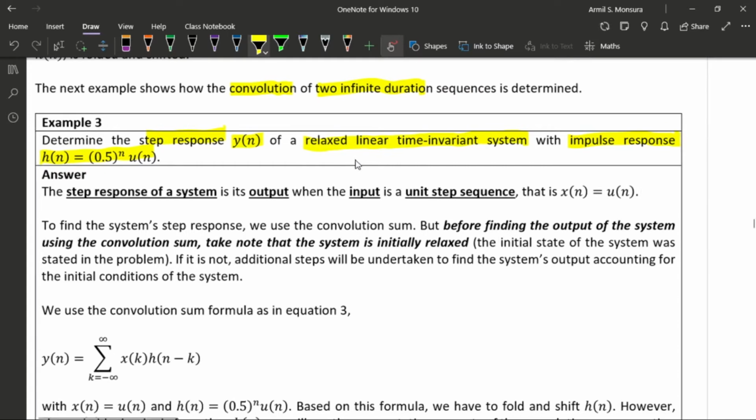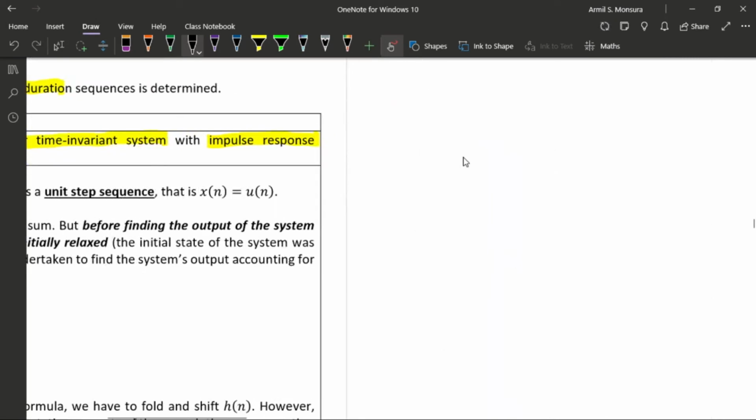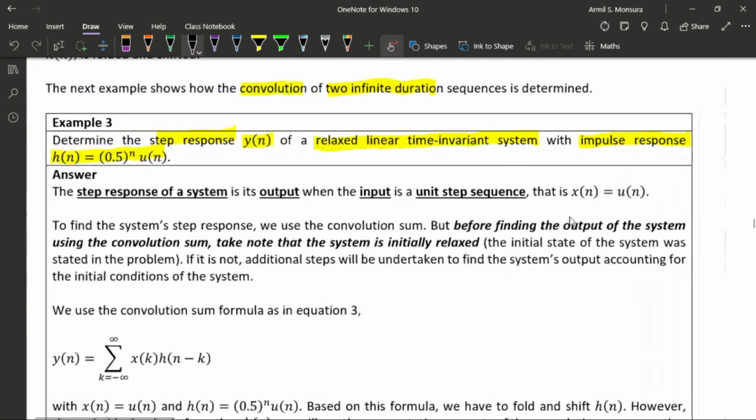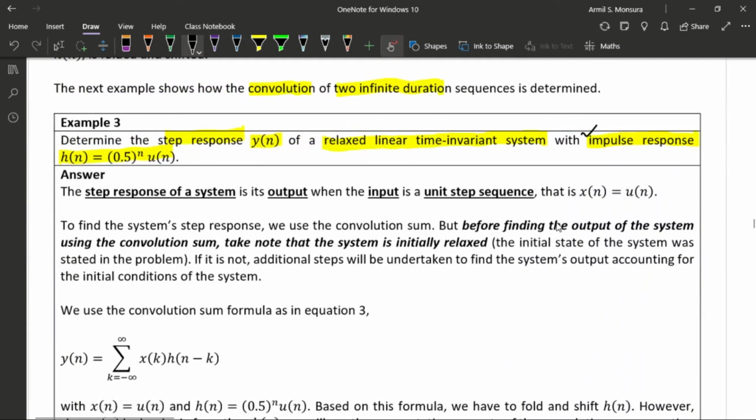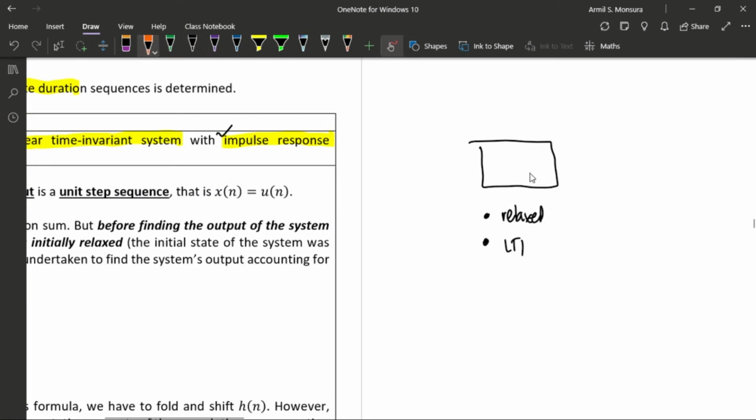Okay, sa isang system. So, ganito yung situation natin sa example 3. So, again, meron kayong system. You have a system. Now, that system, first thing, is relaxed. Okay? And is linear and time invariant. And more importantly, it has an impulse response of this h of n. So, yung h of n na yun yung nagde-describe dun sa system niyo.